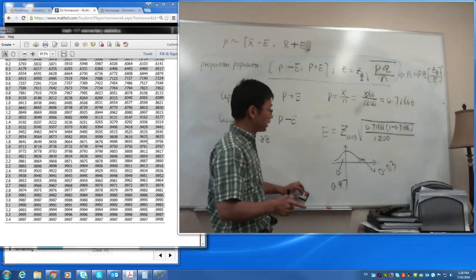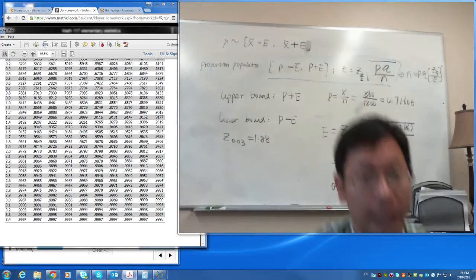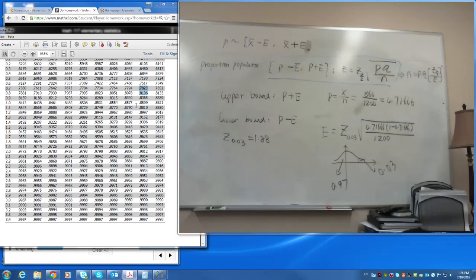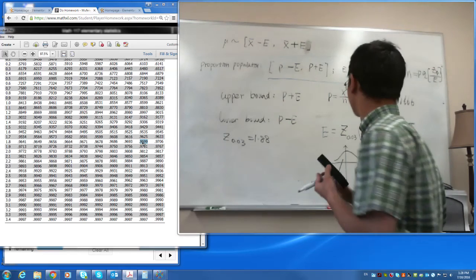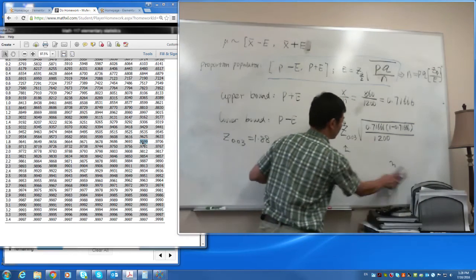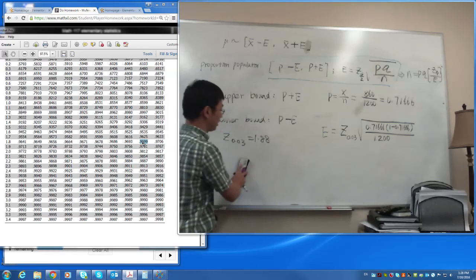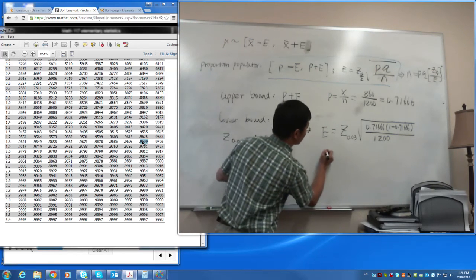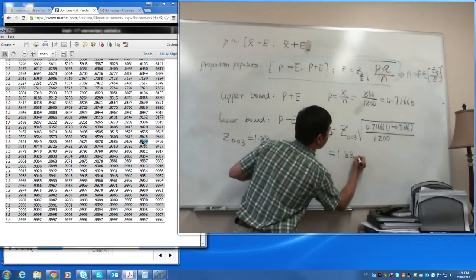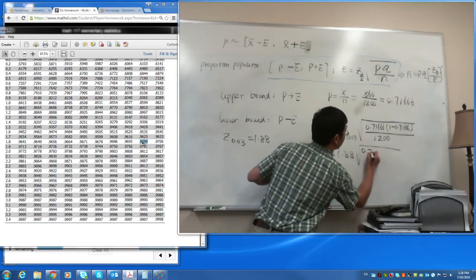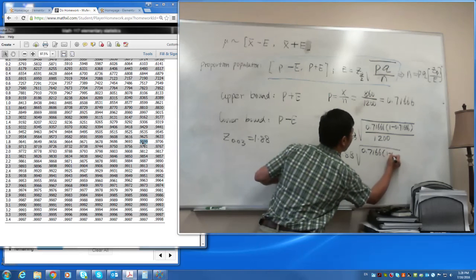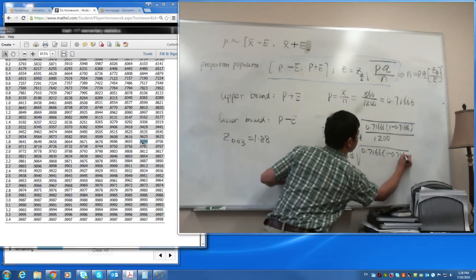Okay, so the Z-score is 1.88. Why is it 1.88? You know where 0.97 is? 0.97 is right here. You see that? Right here, 0.97. So it's 1.8, 0, 1, 2, 3, 4, 5, 6, 7, 8. So it's 1.88. So now I got everything I need. So the error E equals 1.88 times the square root of 0.71666 times 1 minus 0.71666.